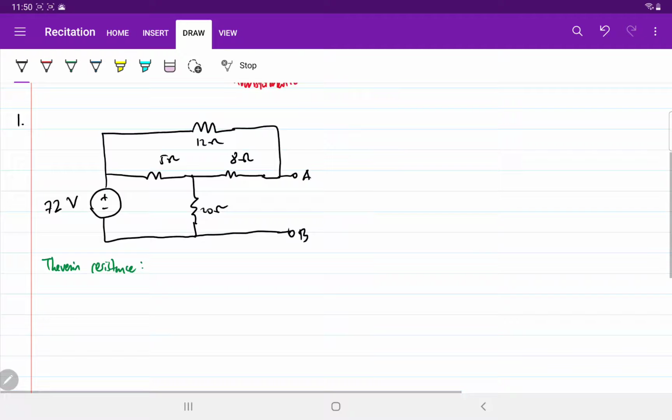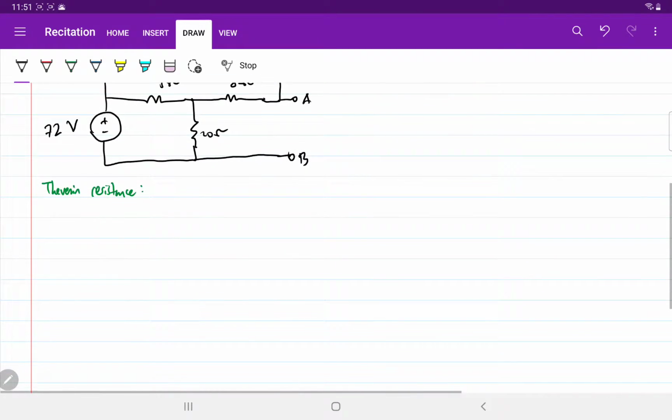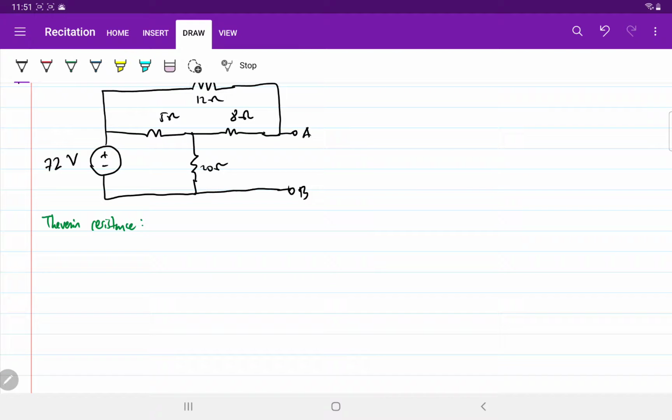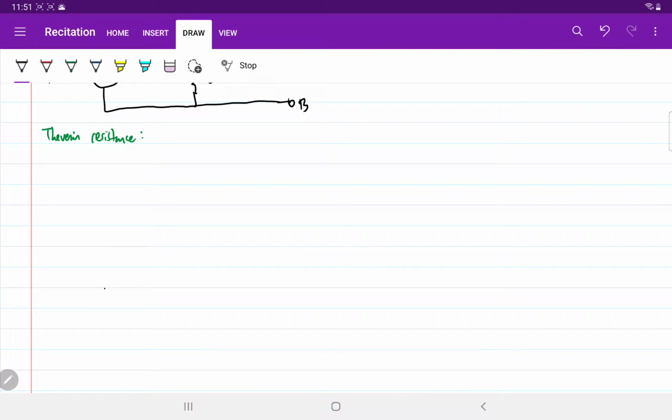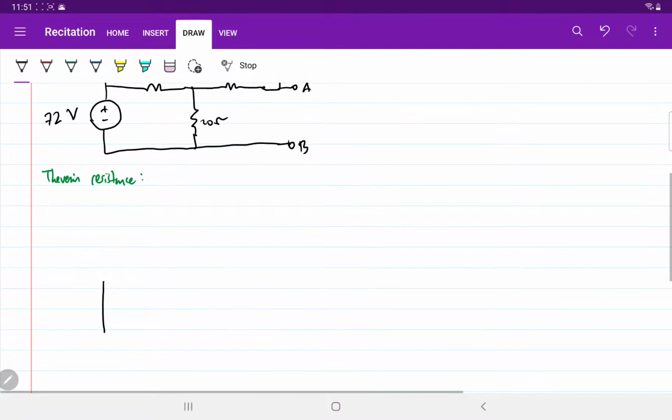Why short circuit? Because when we deactivate a voltage source, for example this 72 volts, then it means that we turn it off, so we convert it into a 0 volt voltage source. So if you have a 0 volt voltage, it's just a short circuit, right? Because there's no potential difference in a short circuit, right? So that is the reasoning why we replace the voltage source with the short circuit.